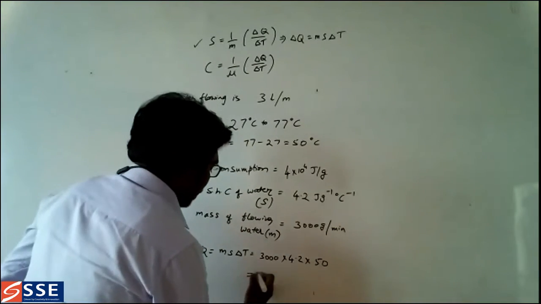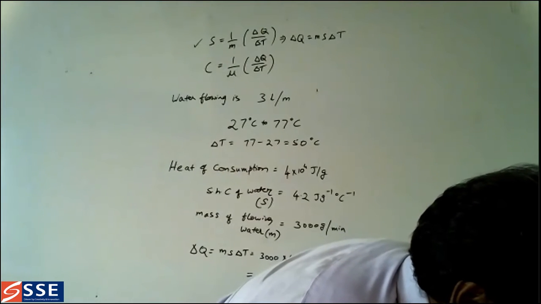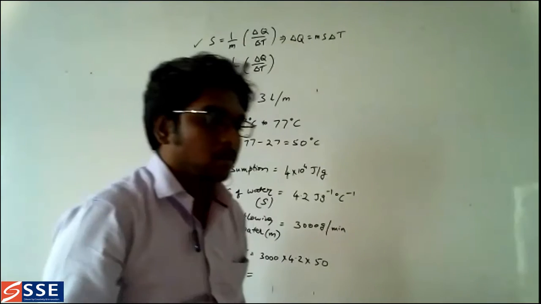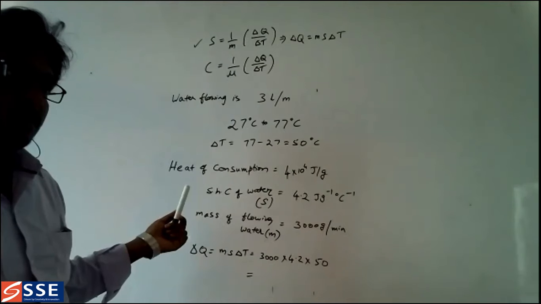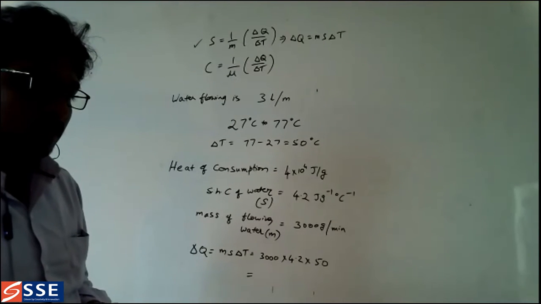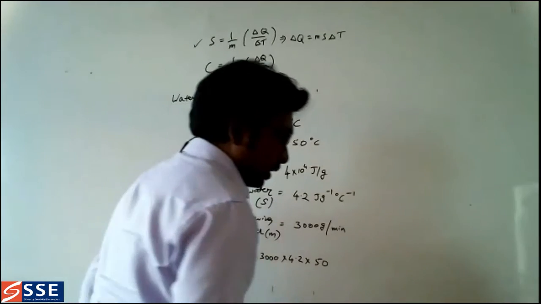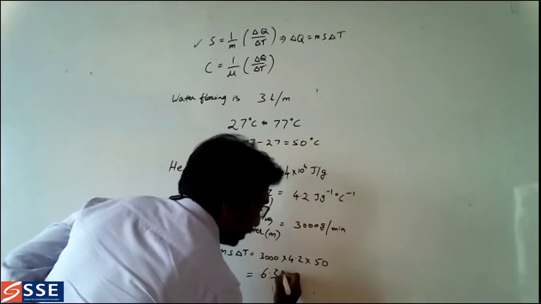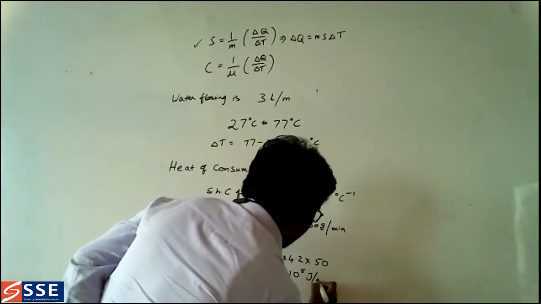So now what is the formula? What is the answer? 3000 into 4.2 into 50. So it is 6.3 into 10 to the power of 5 joule per minute.